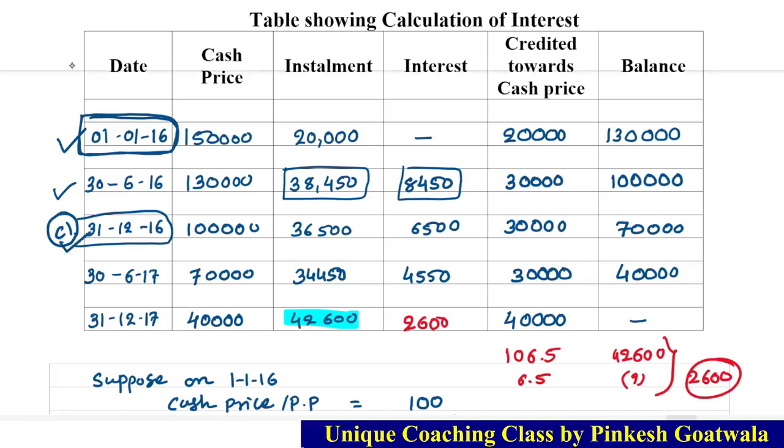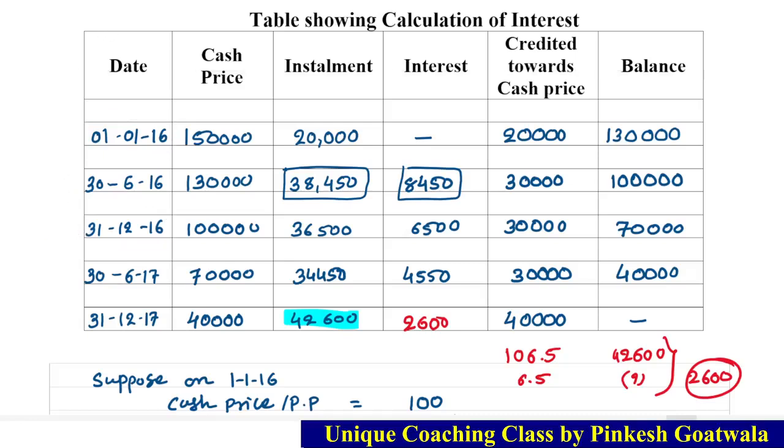Okay, which journals do you have to write? First of all, on this date we have to write two journals. Which two? First about the cash price and second about the down payment. On the next date we also write two journals: first about the installment, second about the interest.